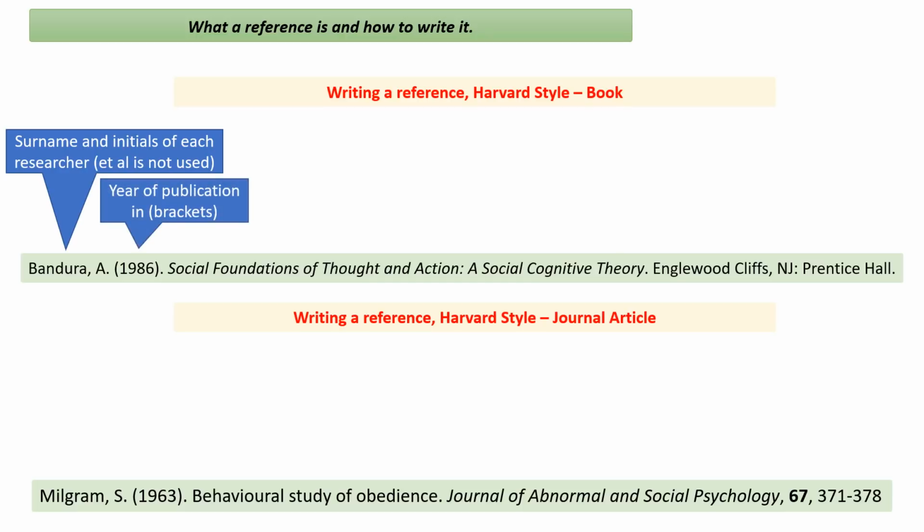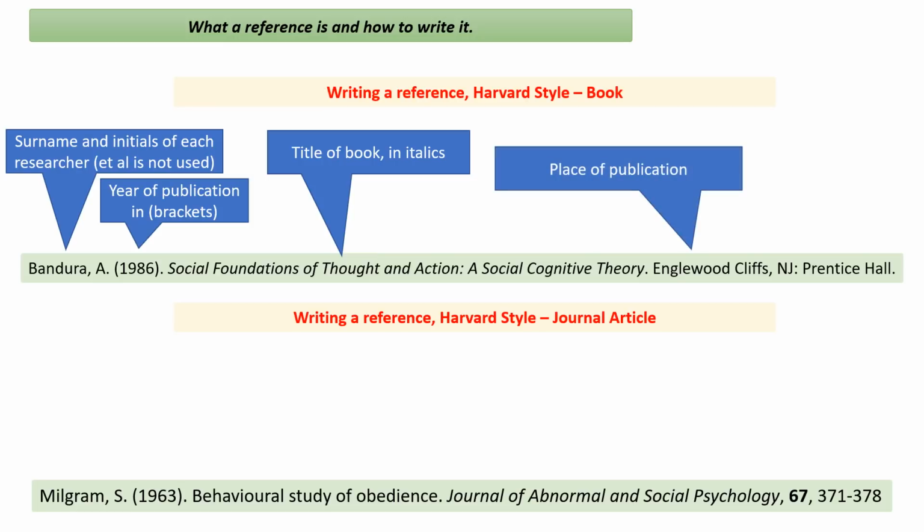After that, we'll put the title of the book. Now in an exam this won't matter, but if you're typing this up, when you write the title of the book, you write it in italics. After the title of the book, we need to put down the place of publication. This might be, for example, London. But here we've got Englewood Cliffs, New Jersey. And finally we finish off with the publisher, so the company that actually created the book. And in this case it's Prentice Hall.